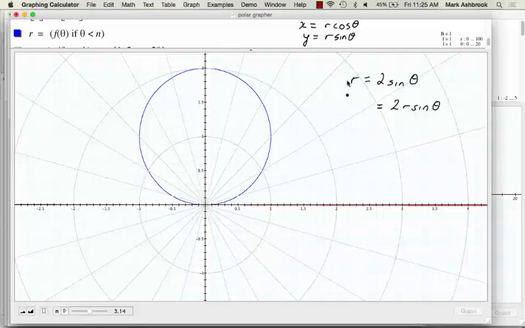Yeah, 2y, but according to this, what does 2r sine theta equal? R squared. Right, you just multiply both sides by r. Okay, so we got 2y, sorry. And what's r squared? X squared plus y squared, right?